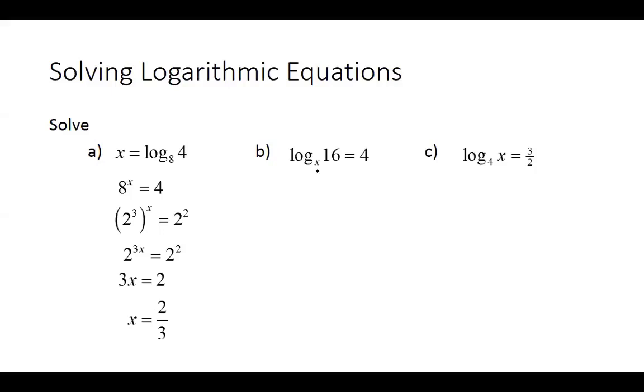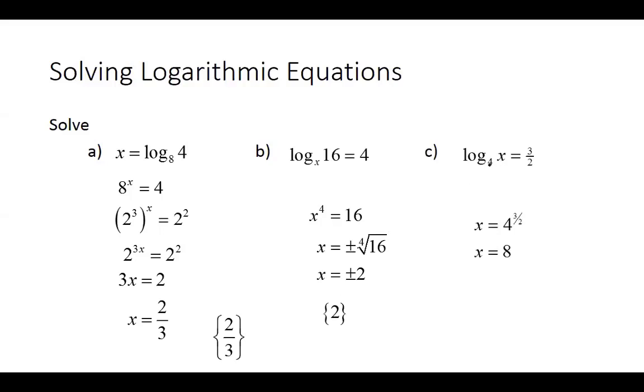For part B, I can do the same thing. Again, this would be x to the power of 4 is equal to 16 when I change it to its exponential function. To solve for x, we're going to take the 4th root of both sides. So x would be equal to the 4th root of 16, plus or minus, that would be x equal to plus and minus 2. We're only going to use the positive value for that. The negative doesn't make sense.